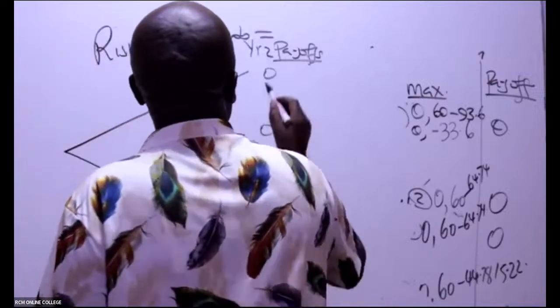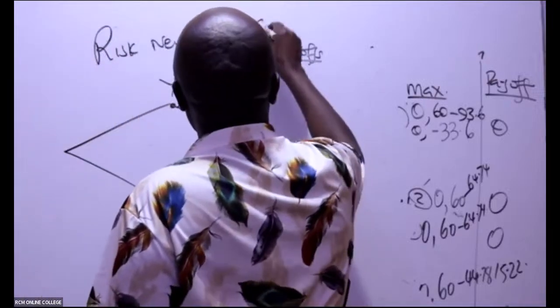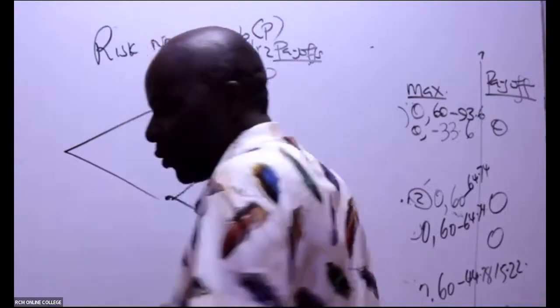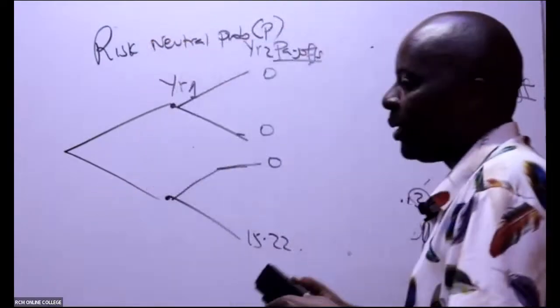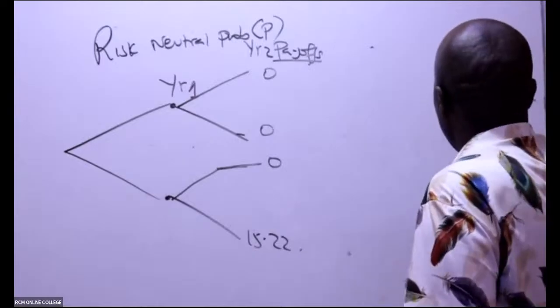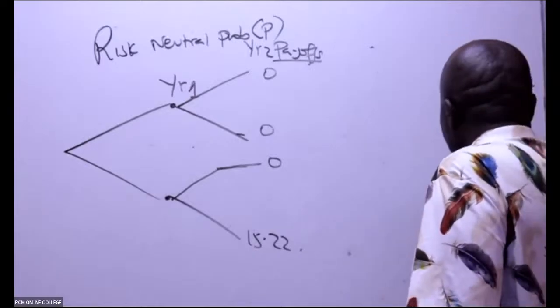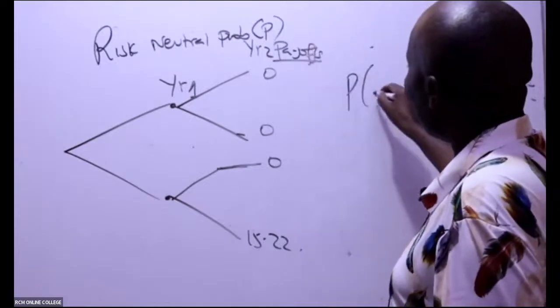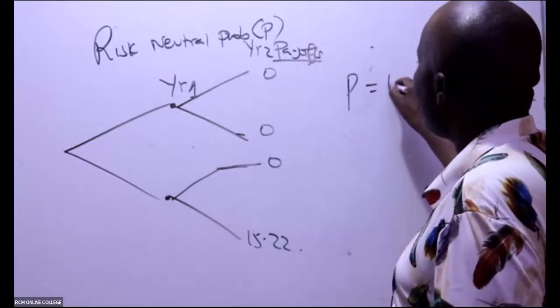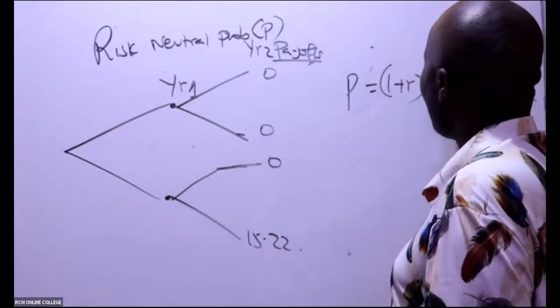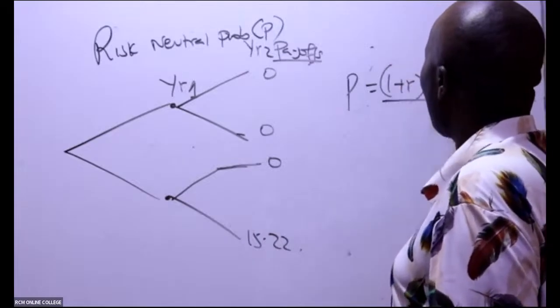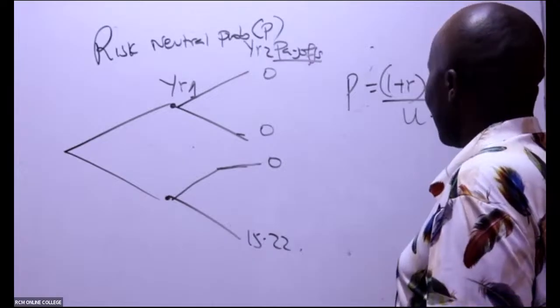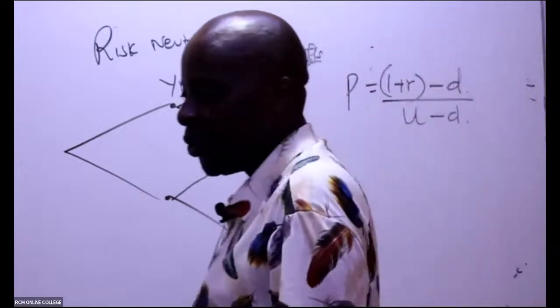To get this risk-neutral probability, what I'll call P, it is normally very, very easy. What you need to do to get this probability of risk-neutral, you will take 1 plus R. You subtract D, all over U minus D. Is there somebody who is able to remember the U and the D?